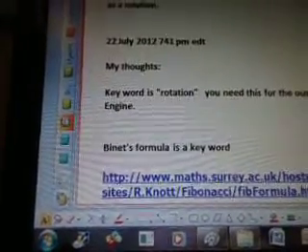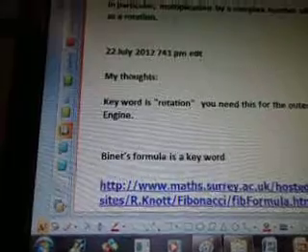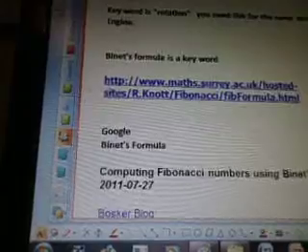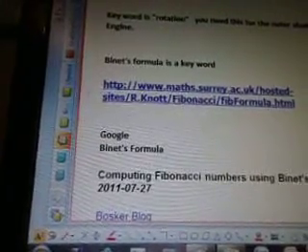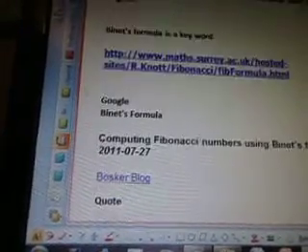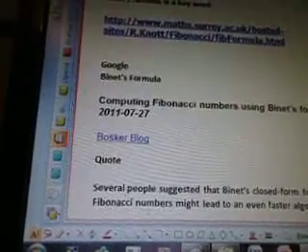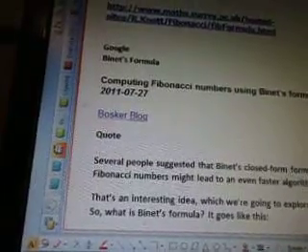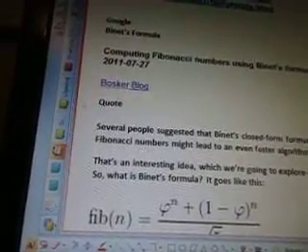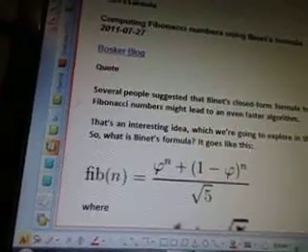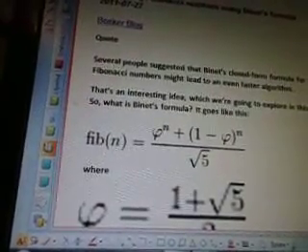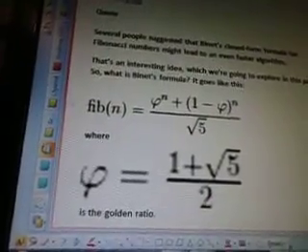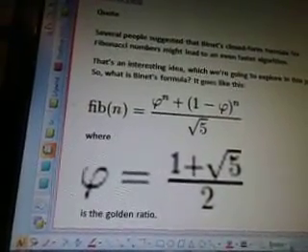July 22nd, my thoughts: the key word is rotation. You need this for the outer shell of the UFO engine. So Binet's formula is a key word, and that's from www.maths.surrey.ac.uk. So I googled Binet's formula, and it comes up: Computing Fibonacci numbers using Binet's formula, from 2011, Bosker blog. Quote, several people suggested that Binet's closed form formula for Fibonacci numbers might lead to an even faster algorithm. That's an interesting idea, which we're going to explore in this post.